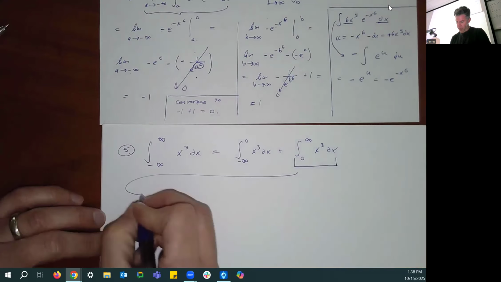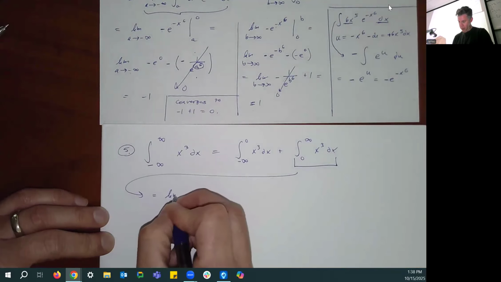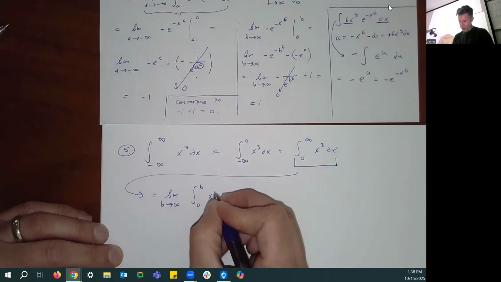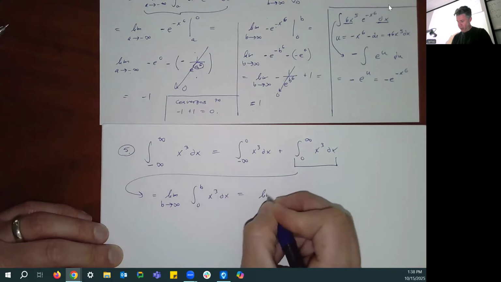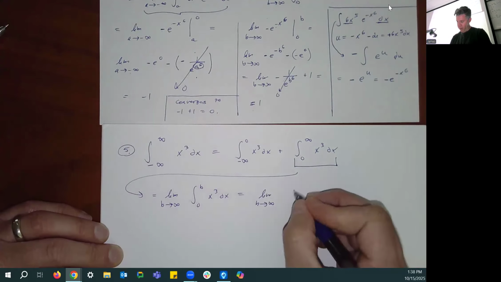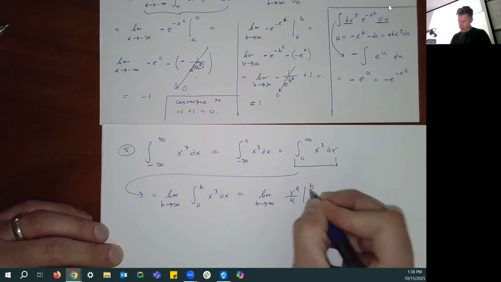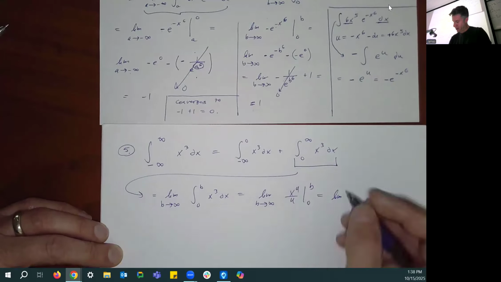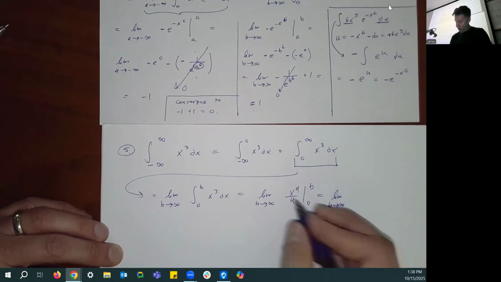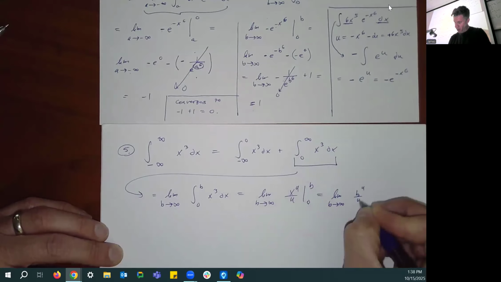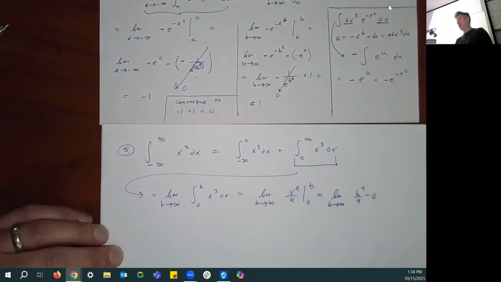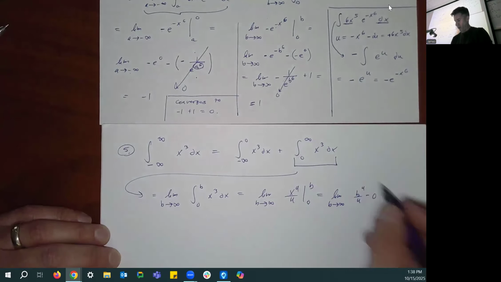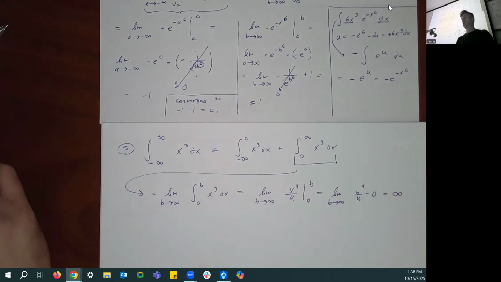So this one we're going to rewrite as the limit as b approaches infinity of the integral from 0 to b of x cubed dx. We're going to integrate that after we write the limit. We're going to get x to the fourth over 4 from 0 to b. I should say we're going to plug in the limits of integration, not the limit part yet. I know, terrible language. We're plugging in the limits of integration. We're getting b to the fourth over 4 minus 0 to the fourth over 4. And now as b goes to infinity, b to the fourth is going to get infinitely large. So this right-hand piece of my integral diverges to infinity.